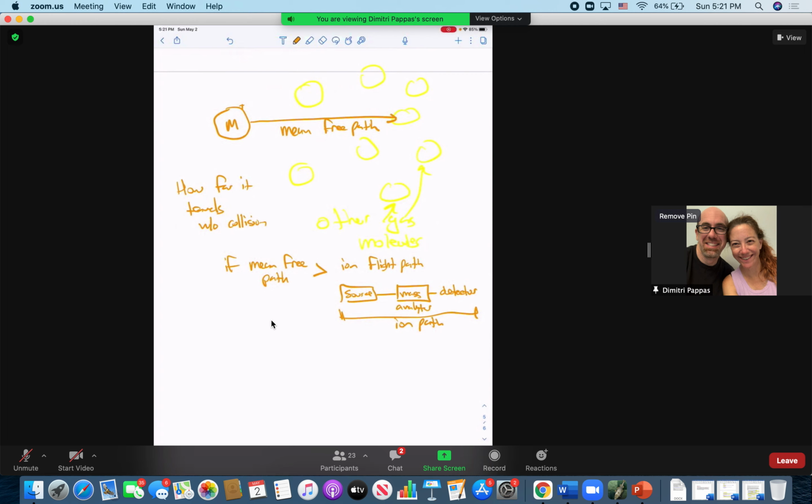In tandem mass spectrometry, we actually shorten the mean free path in certain areas of the mass spectrometer in order to actually make collisions happen. So the shorter the mean free path, the more collisions that it has per unit length. Make sense?